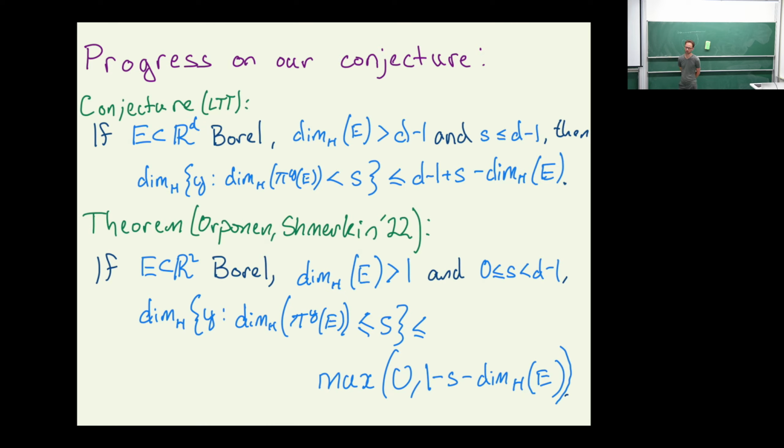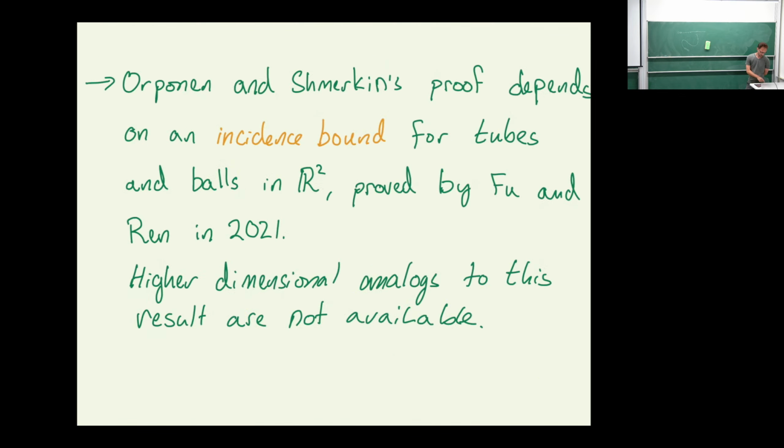And one month after we put our paper on arXiv, Orponen and Shmerkin did manage to prove our conjecture in the two-dimensional case. And actually, as a consequence of this theorem, they derived the conjecture of Liu and Orponen, again only in the two-dimensional case. Their proof is, I would say, quite a bit more difficult than ours. I'll go ahead and show our proof.